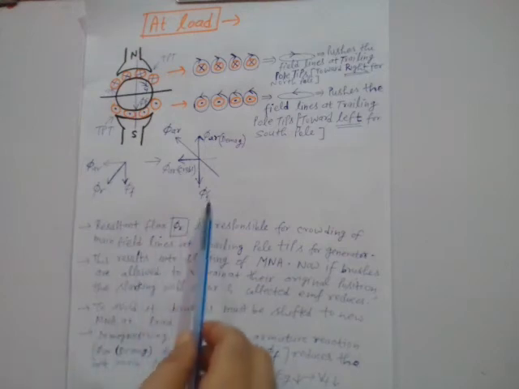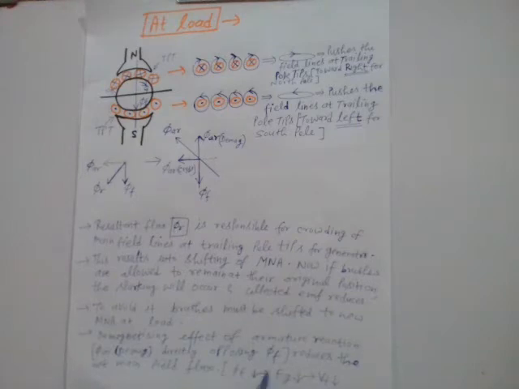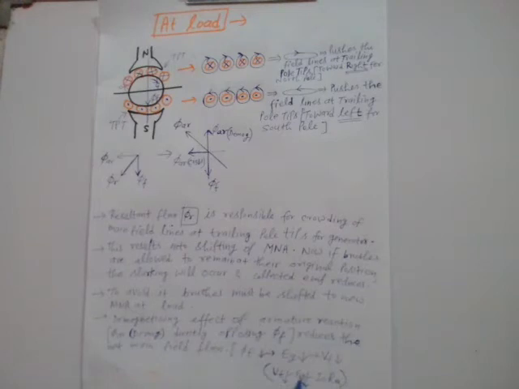As soon as the net main field flux reduces, the generated EMF, Eg equal to K phi omega m, will also reduce. If the generated EMF reduces, then definitely the terminal voltage of the generator will also be reduced, right? See here, Vt is equal to Eg minus Ia Ra. So if the generated EMF reduces, then terminal voltage will also reduce. That means terminal voltage will collapse, right?